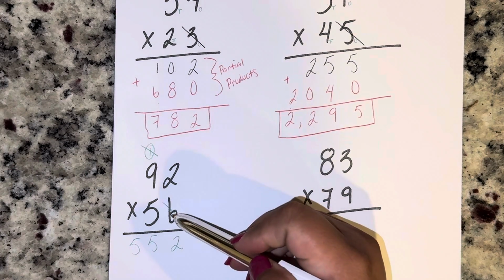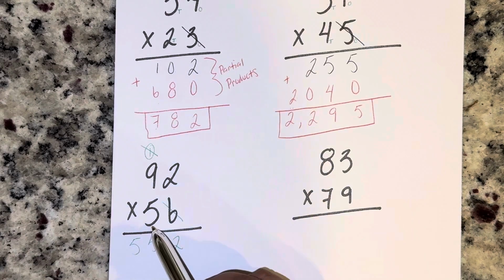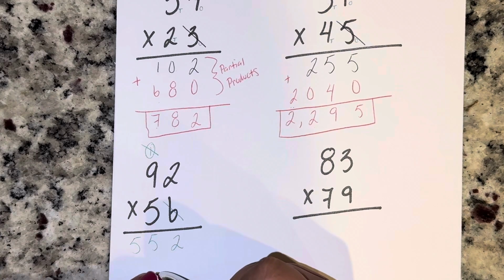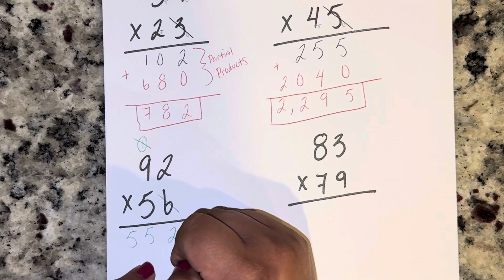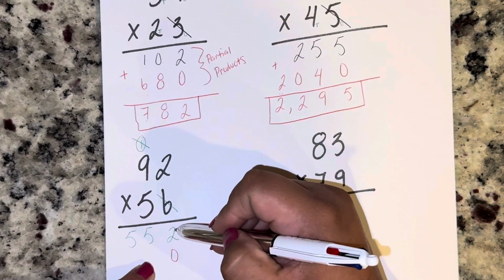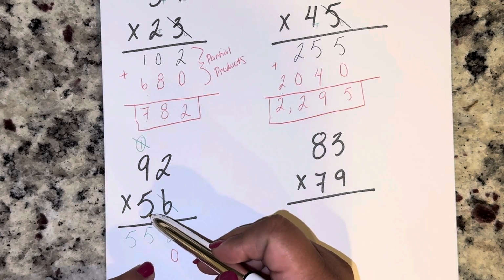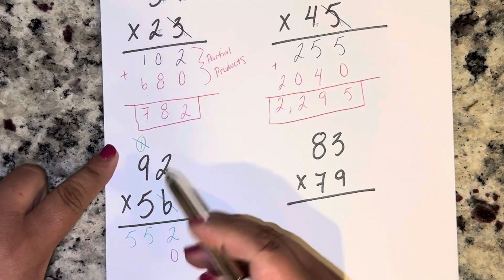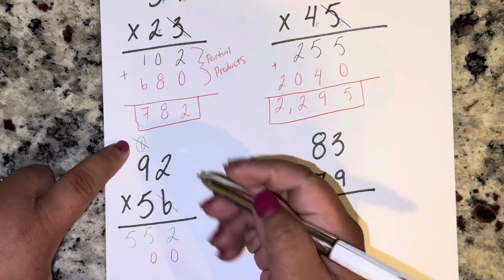We have multiplied our bottom ones position. Now we move on to the tens position. Because we are moving on to the tens position, we need to come down here and we need to add a placeholder. So I'm going to add a 0 in my placeholder for my ones place, because I'm going to start multiplying my tens place. So 5 times 2 is 10. I will bring my 0 down, and then I'm going to regroup my 1 here.